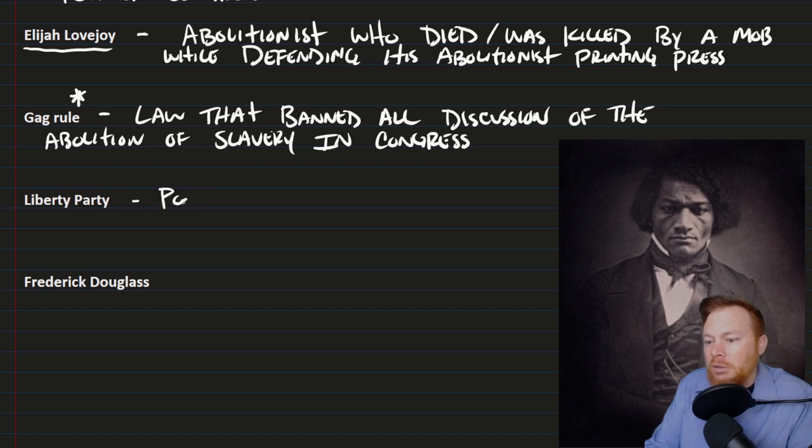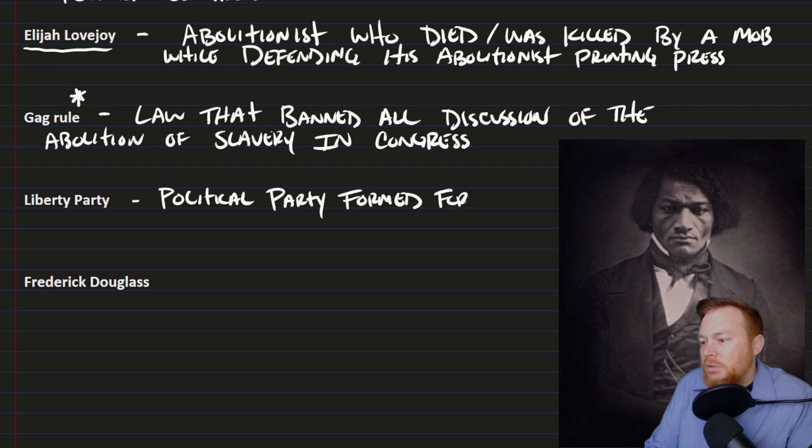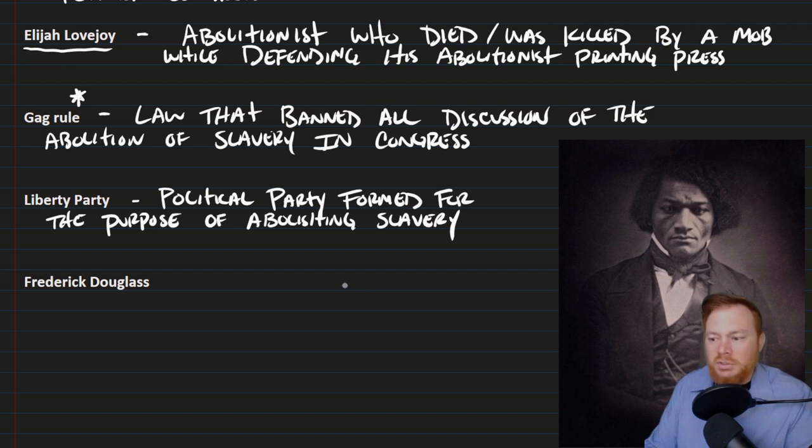The Liberty Party was a political party formed for the purpose of abolishing slavery. Now, the Liberty Party didn't do too well, I would say, in terms of national politics. The Liberty Party begins as an abolitionist party, and essentially what happens as time goes by is they end up joining in with other anti-slavery parties, right?